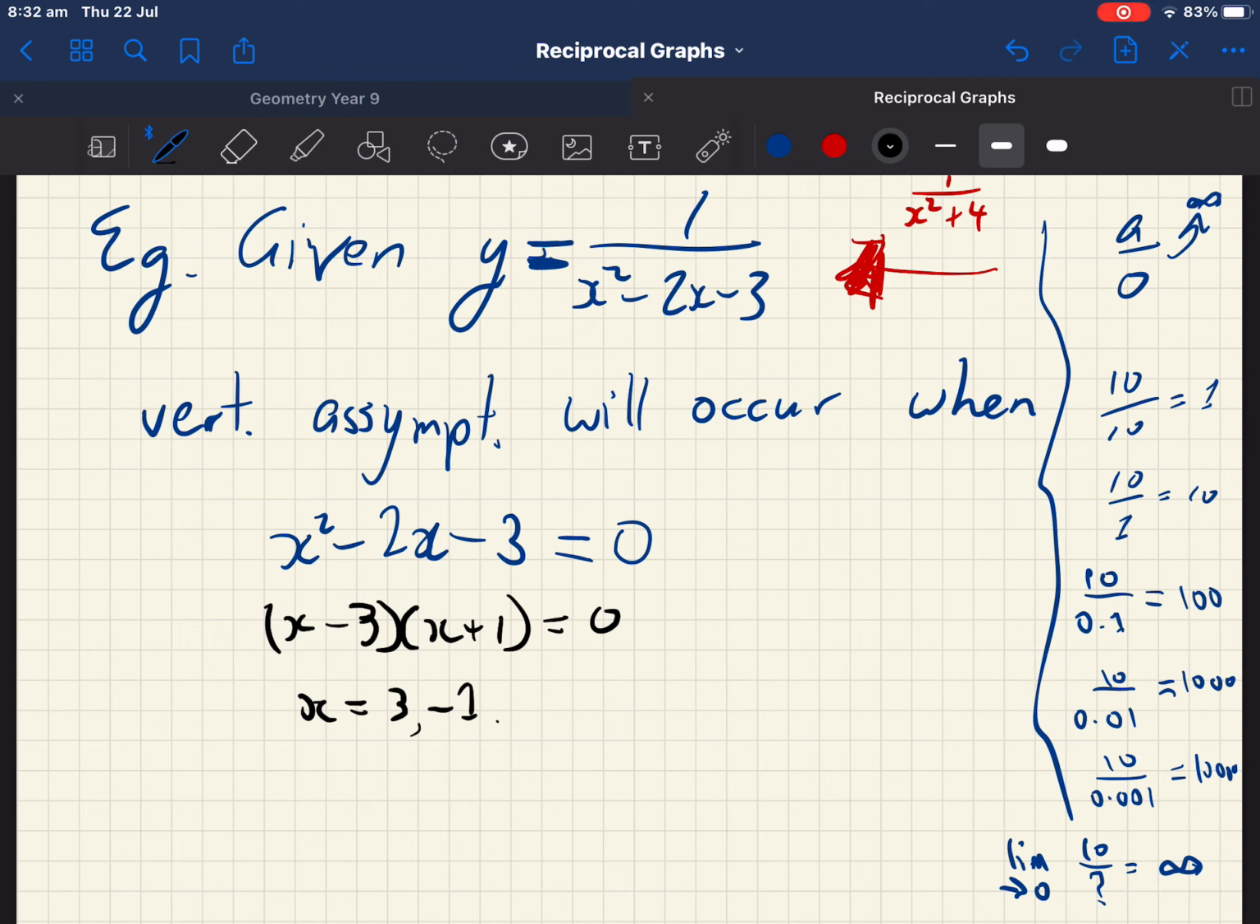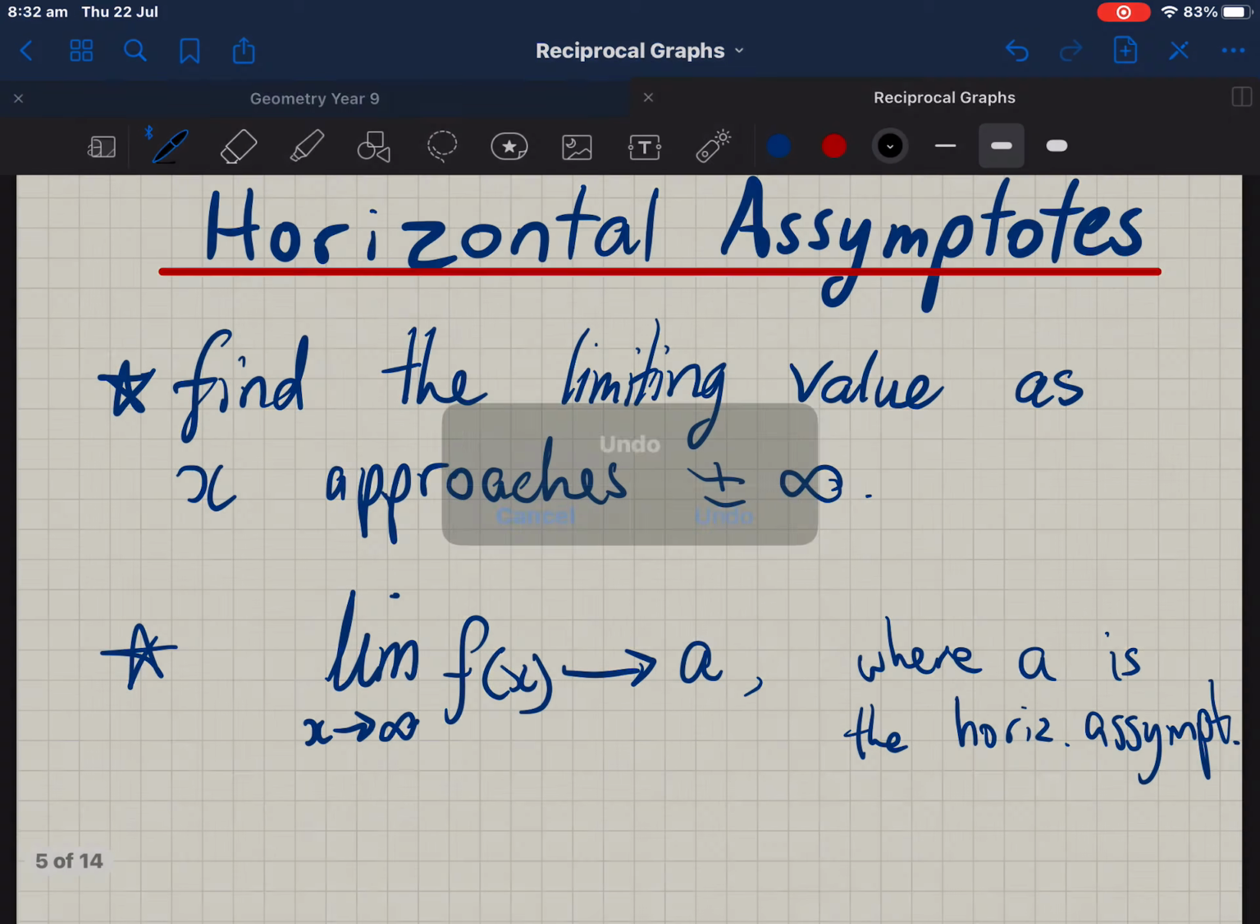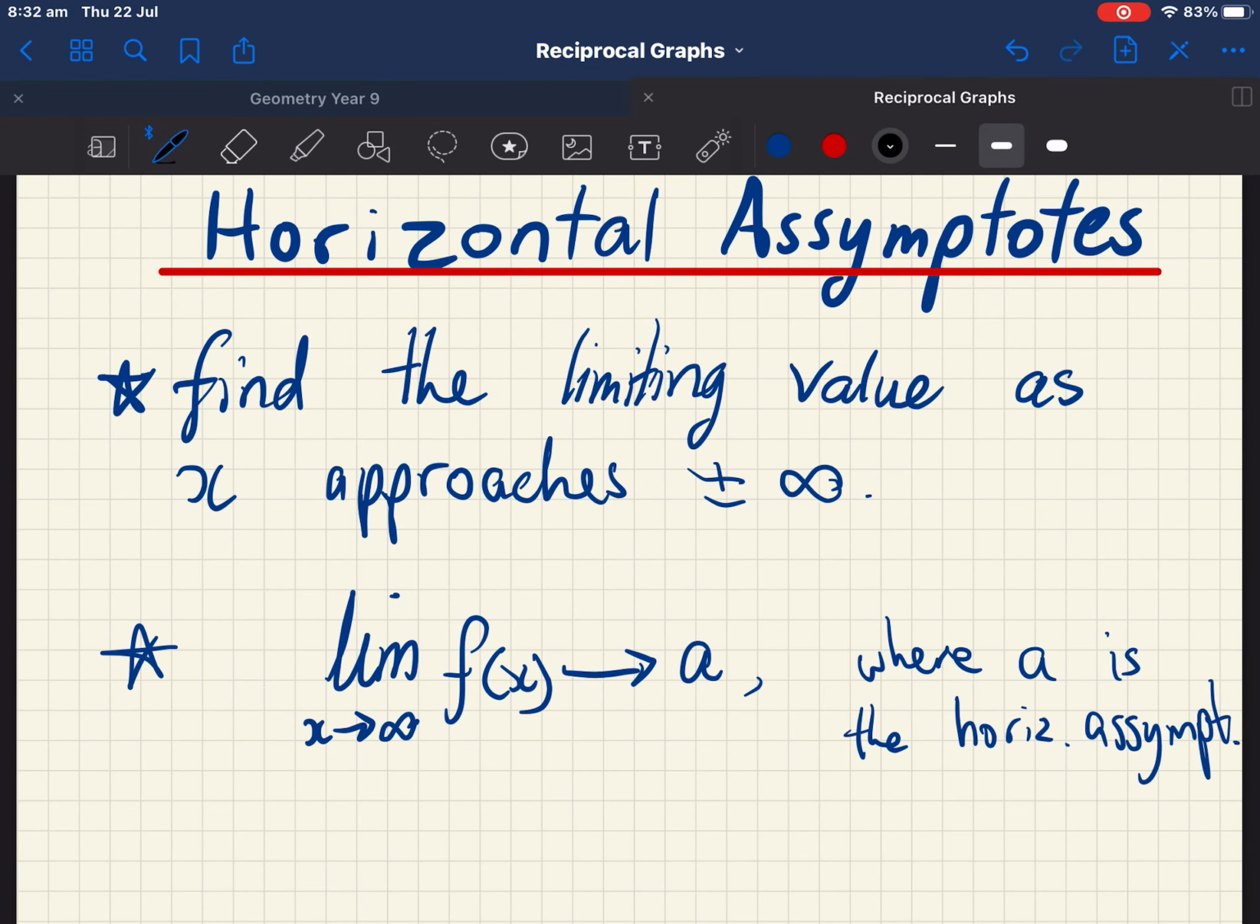All right, next thing I believe we went on to was just looking at horizontal asymptotes. So to find your horizontal asymptotes, ultimately just finding the limiting value as x approaches infinity, so off to positive infinity or down to negative infinity.